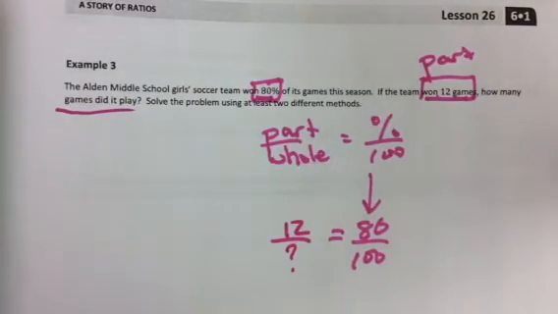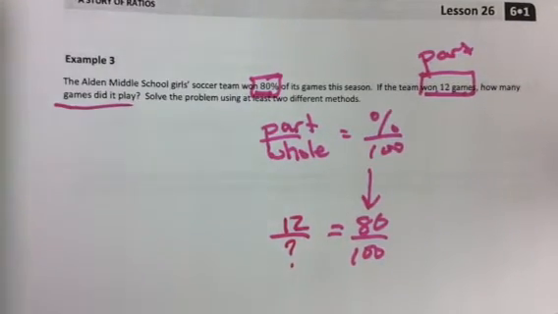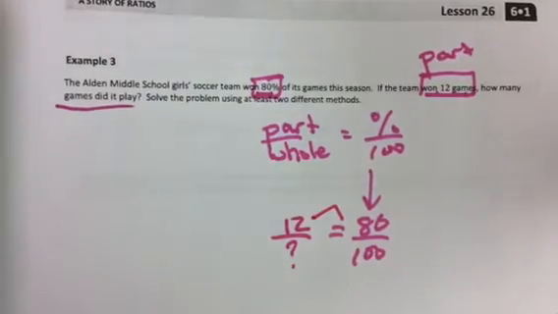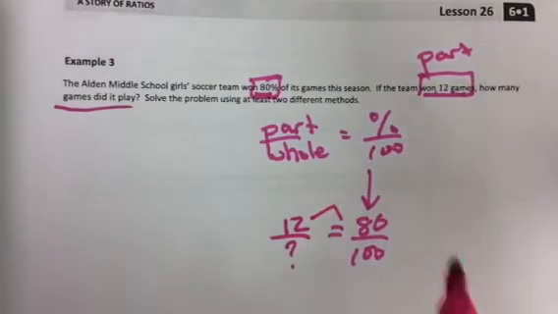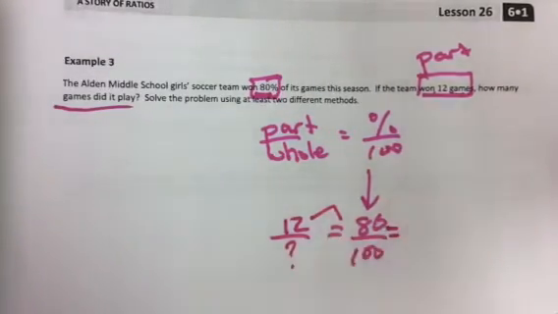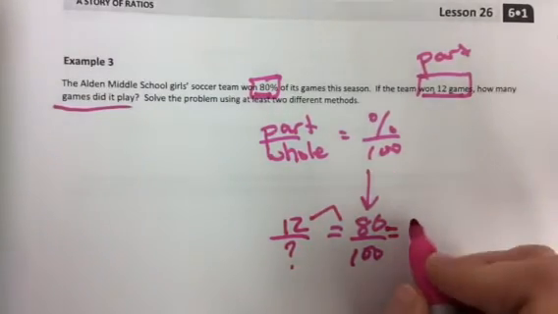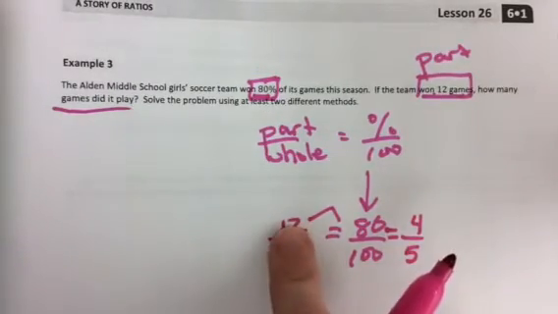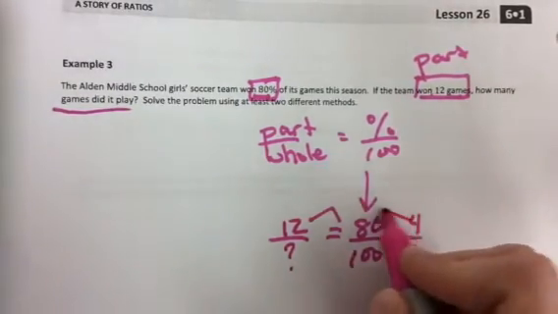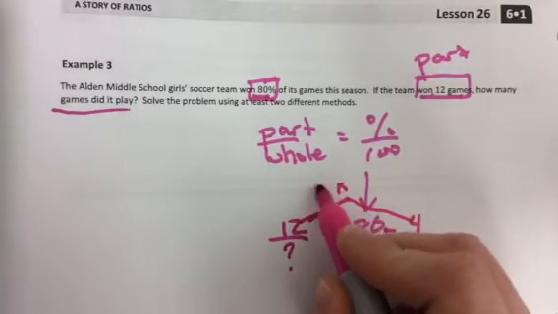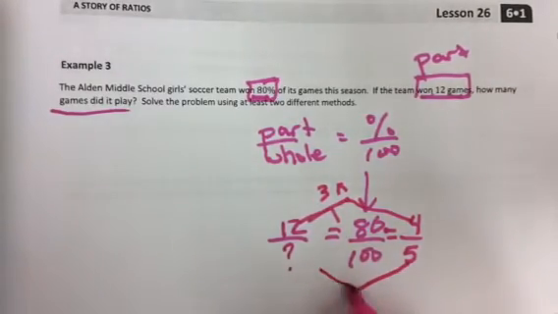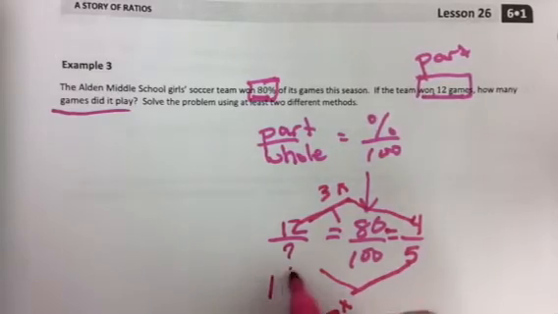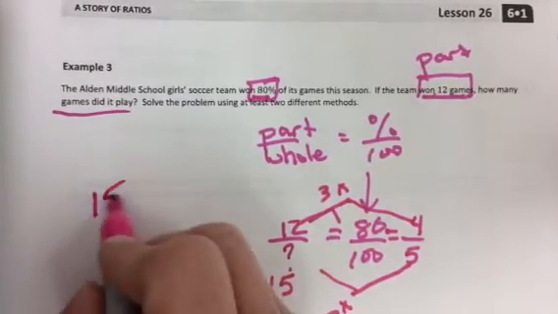Okay, so now a lot of you might think, uh-oh, 12 doesn't go into 80, does it? But I know I can simplify 80/100. 80/100 is 4/5. Can you get 4 into 12 now? You most certainly can. So 4 times what is 12? 3. That means you're going to multiply 5 by 3, which is 15. So 15 games were played.